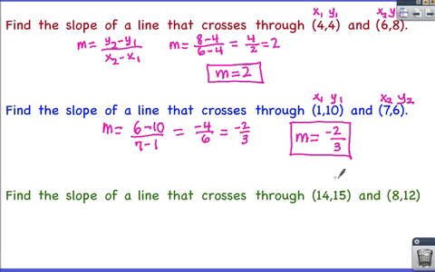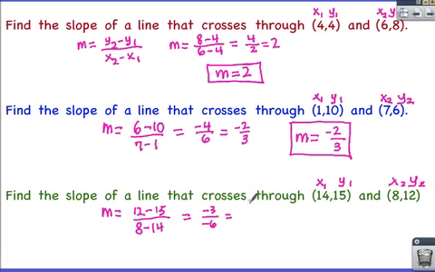Finally, number 3. y2 minus y1 is 12 minus 15 over x2 minus x1, which is 8 minus 14. This gives us negative 3 over negative 6. The negatives cancel out to give us a positive answer, and 3/6 reduces to 1/2. So the slope is positive 1/2.